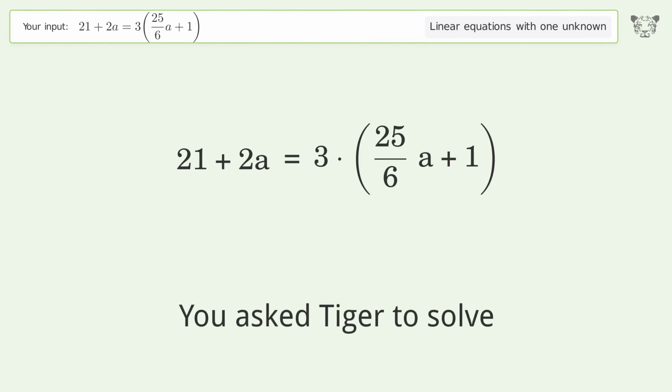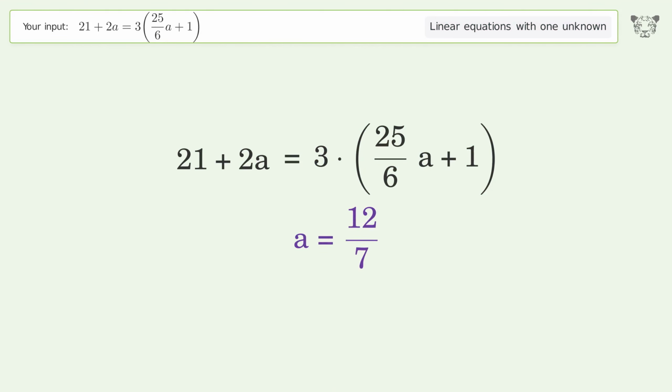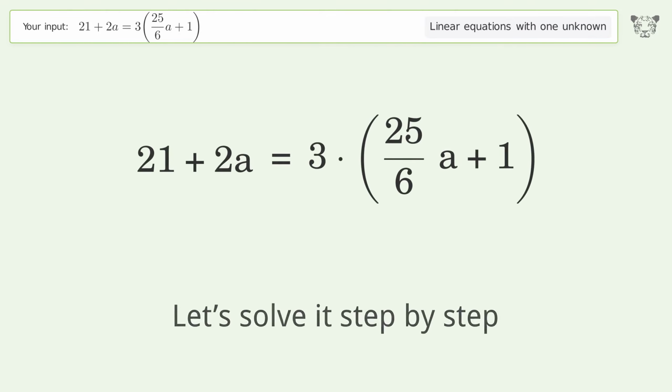You ask Tiger to solve this. This deals with linear equations with one unknown. The final result is a equals 12/7. Let's solve it step by step.